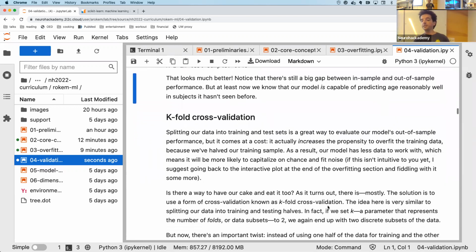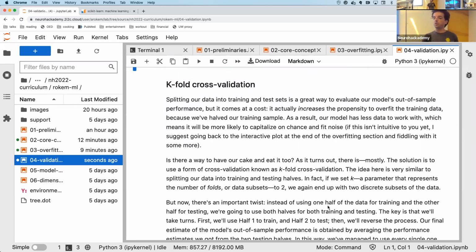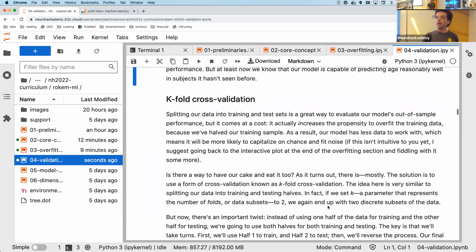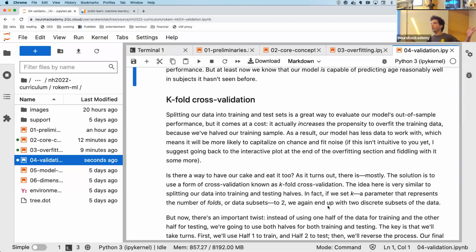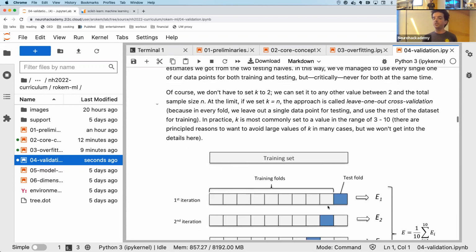So one important detail is that here we've arbitrarily divided our data into 2, and then we trained on half and tested on the other. One thing we routinely want to do is train on all the data, right? We want the model to eventually see all the data. And so the procedure that people use is called k-fold cross-validation.